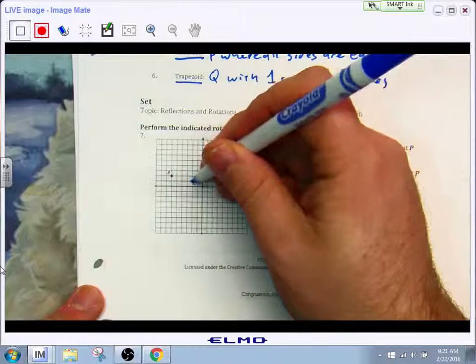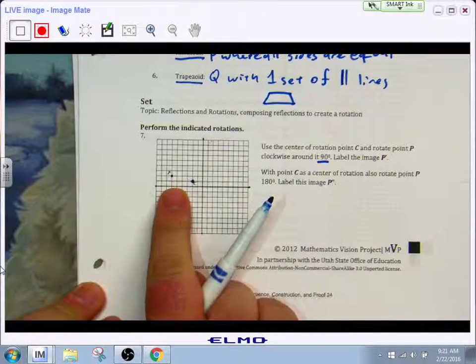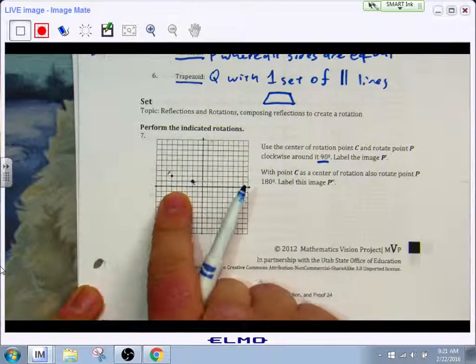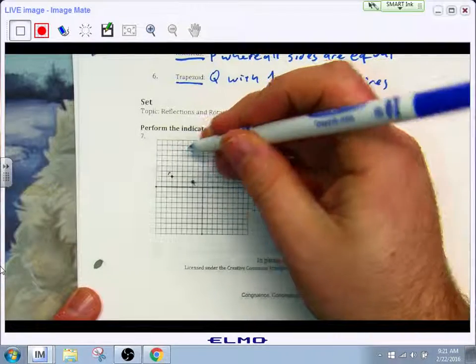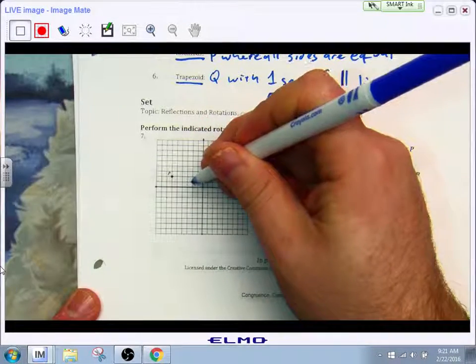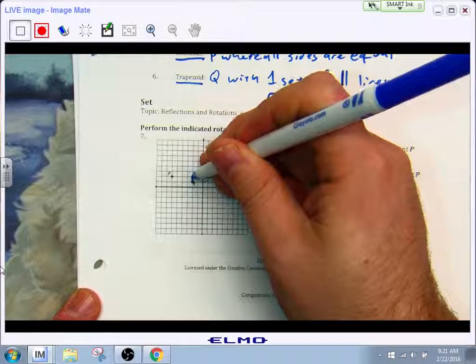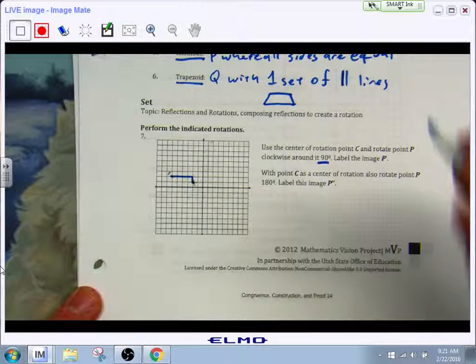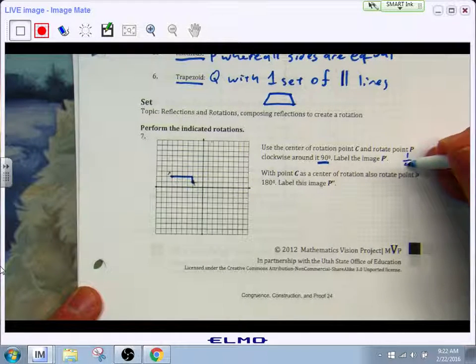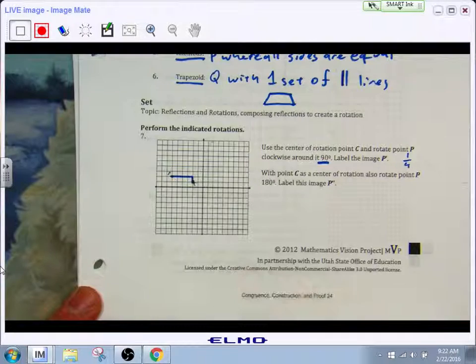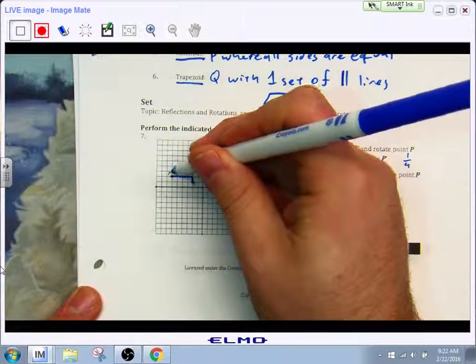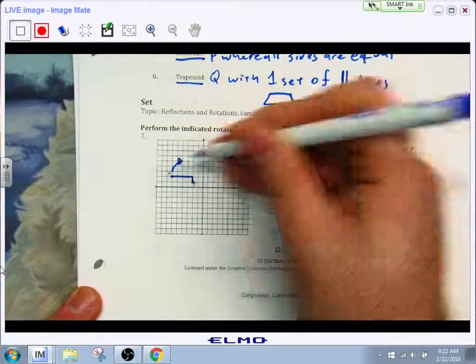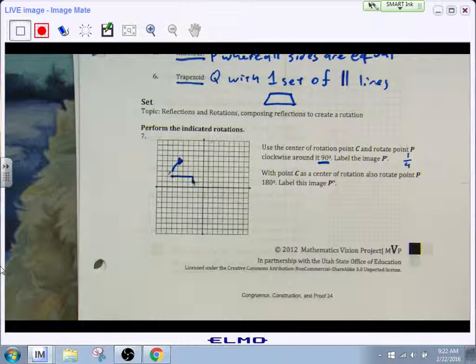So what we have to do is see what the relationship of P to C is. To get from C to P, we have to go up 1 over 4. Okay? So we have to go up 1 over 4. Now, if I were to rotate it 90 degrees clockwise, that means I'm going this way. So how do I now find my P prime?